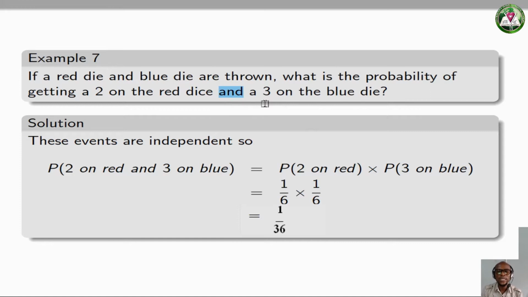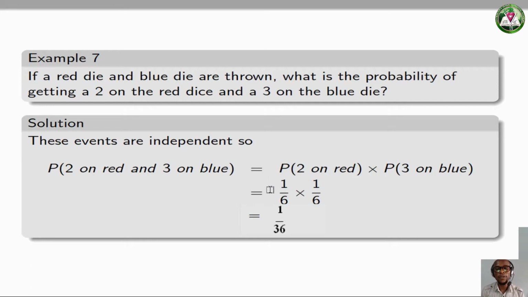Just like what we did in our previous example, first of all, we have to get the individual, separate probabilities. So firstly, we can combine this in the formula. These events are independent because they can happen at the same time. The red die doesn't have an effect on the blue die. So the probability of getting a 2 on the red die and a 3 on the blue die is defined as the probability of 2 on red multiplied by the probability of 3 on blue.